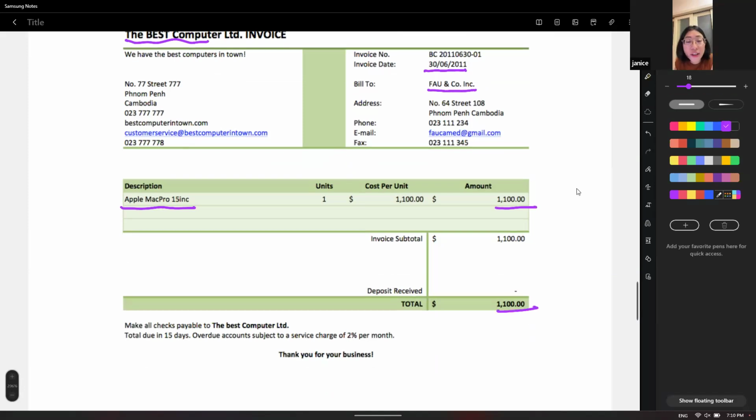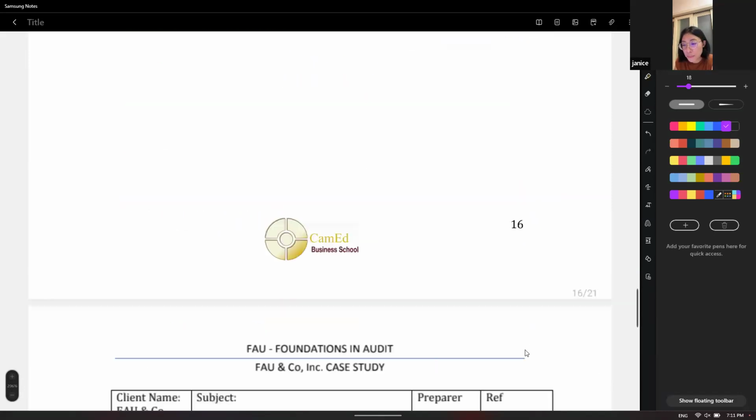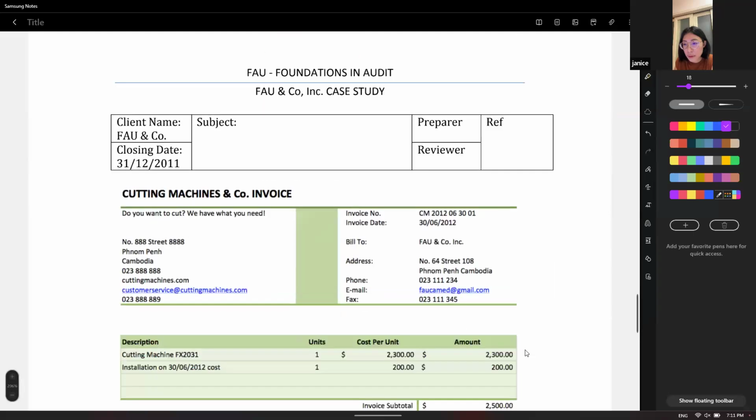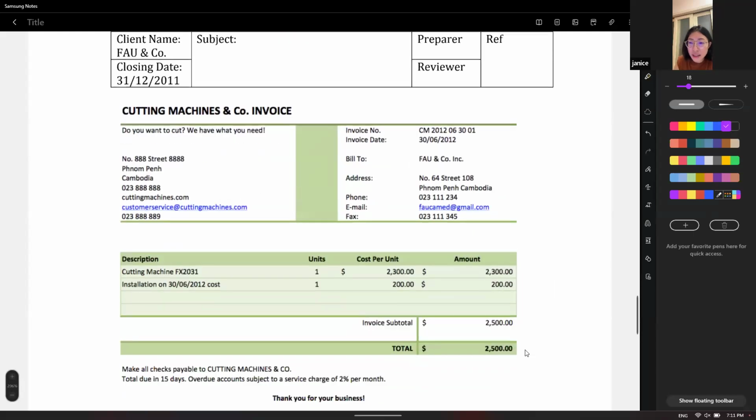All right. So is it the same amount that we recorded in our non-current asset register? Yes, it's the same. So very good. We recorded it correctly. So now let's look at our second purchase, which is the cutting machine.